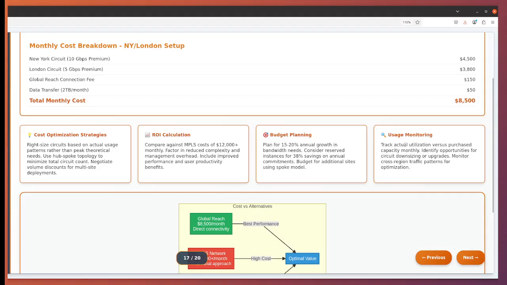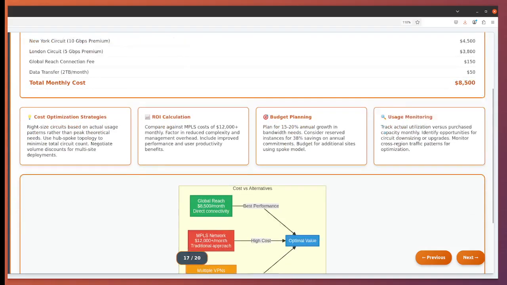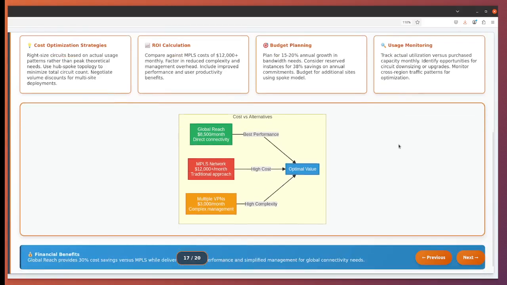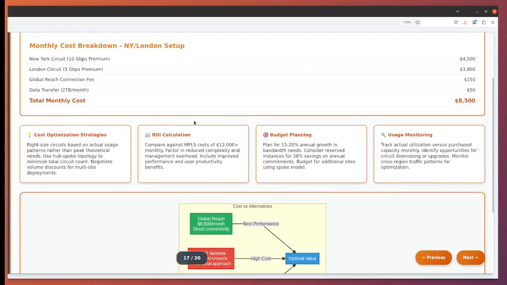While this seems expensive, compare it to alternatives like MPLS networks or multiple VPN solutions with their associated complexity. The global reach connection fee of $150 per month is minimal compared to circuit costs, making it very cost-effective to add connectivity between existing ExpressRoute circuits without additional infrastructure.